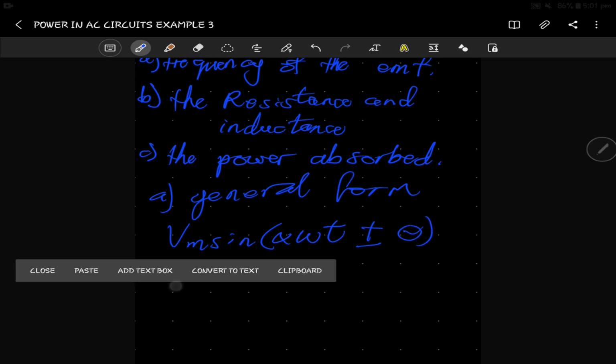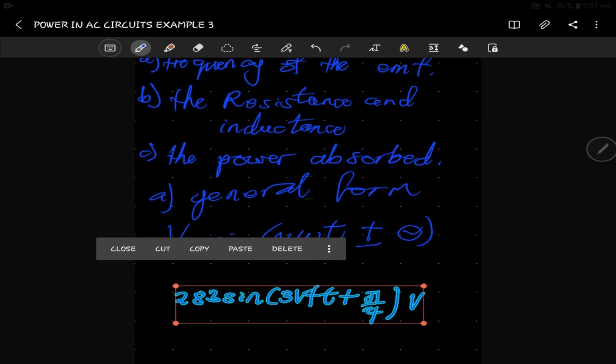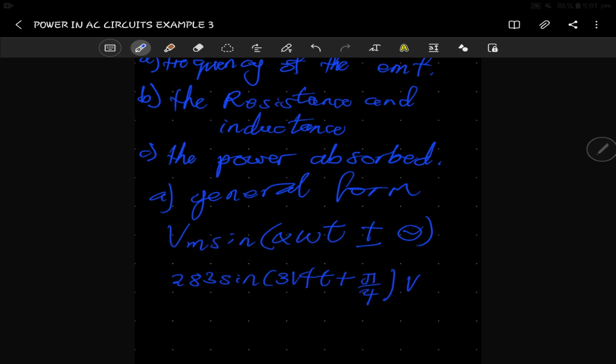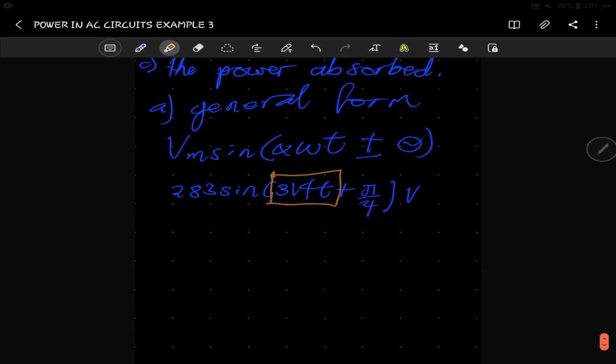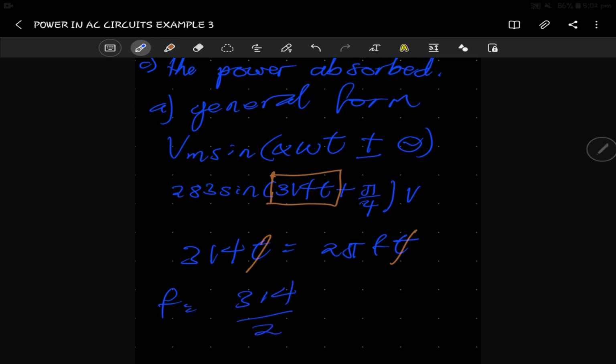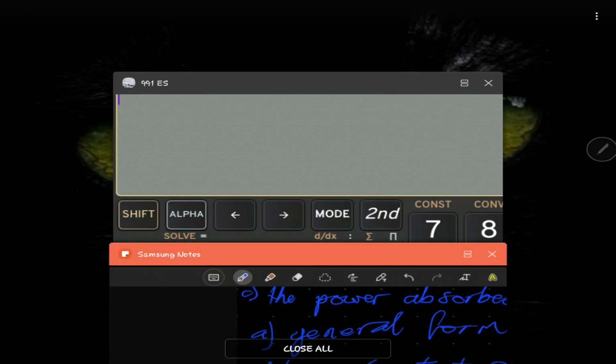Looking at the voltage, the EMF that we're given, it wants us to find the frequency, meaning the only place we can find the frequency is this side. So this whole thing here, this 314 t, is equal to 2 pi f t. When we take the t's out, we can find the frequency. The frequency is equal to 314 on 2 pi. Let's see what we are getting for that.